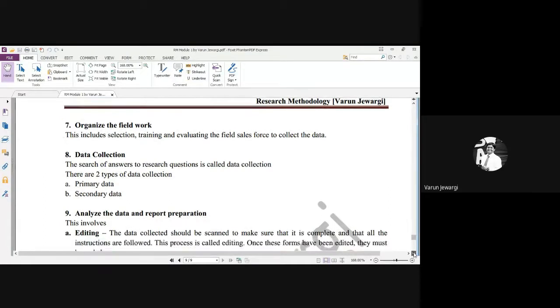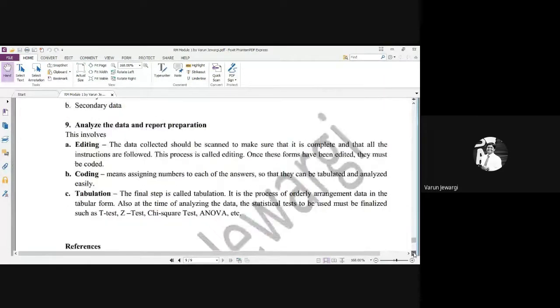Then the next is analyze the data and report preparation. So once everything is done, the researcher has to analyze the data. In that there are 3 steps. He has to edit the data. Whatever he has taken in the primary, while doing the secondary or the final report, he has to edit the data. Whatever changes are required, he has to do that. Then coding he has to give. Say for example, Anish has 1, Varun has 2, Minaz has 3, Shubham has 4. So I have to give the codes for them. Then tabulation, putting it for the calculation. Such a thing we call analyze the data and report preparation.